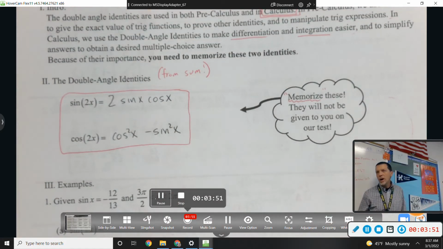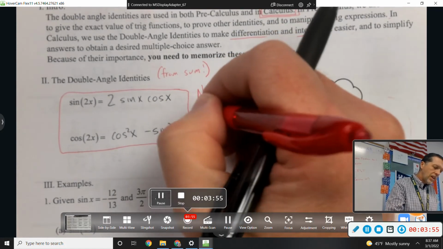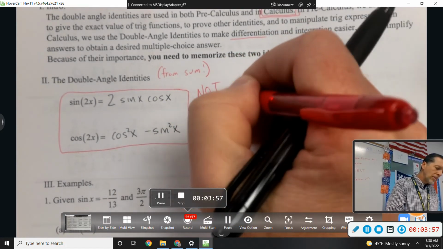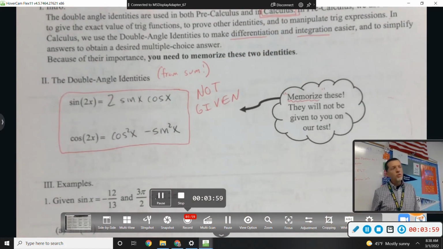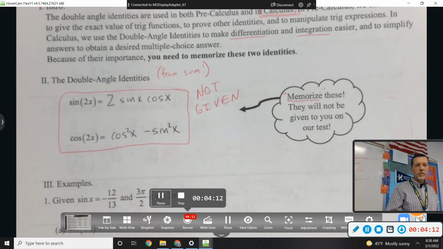So you have two options. Those are not going to be given. So one option is to memorize them. The other option is to do what we just did and come up with them. My preference is probably that you just come up with them because they're not hard. And then when we give you your formula sheet, you just add those to it and you write those on there.